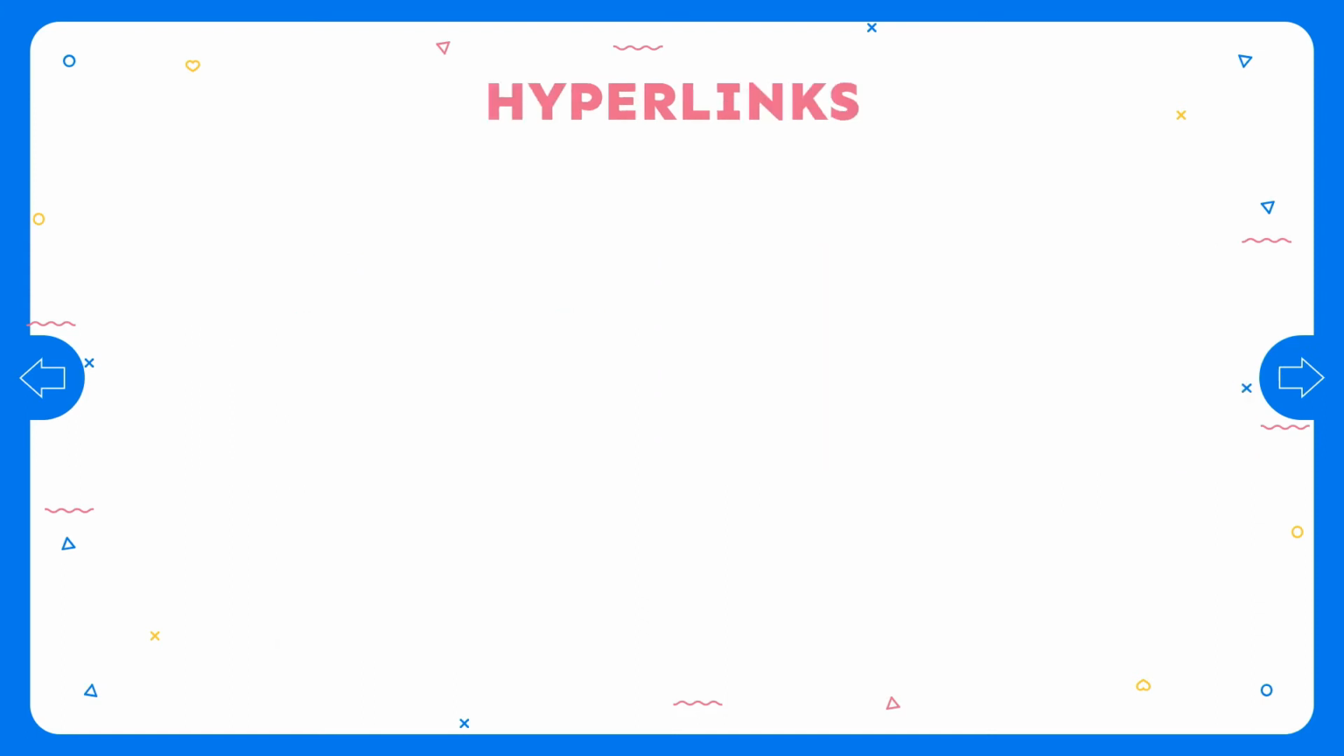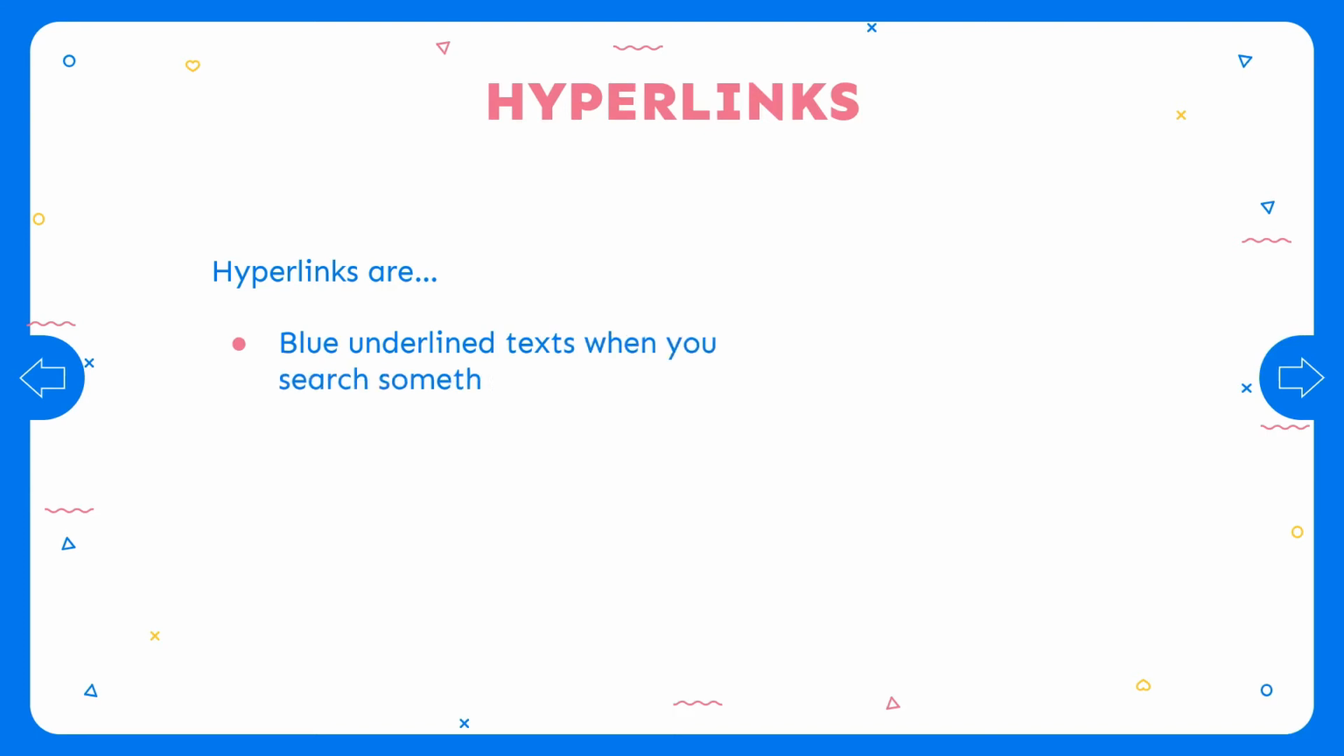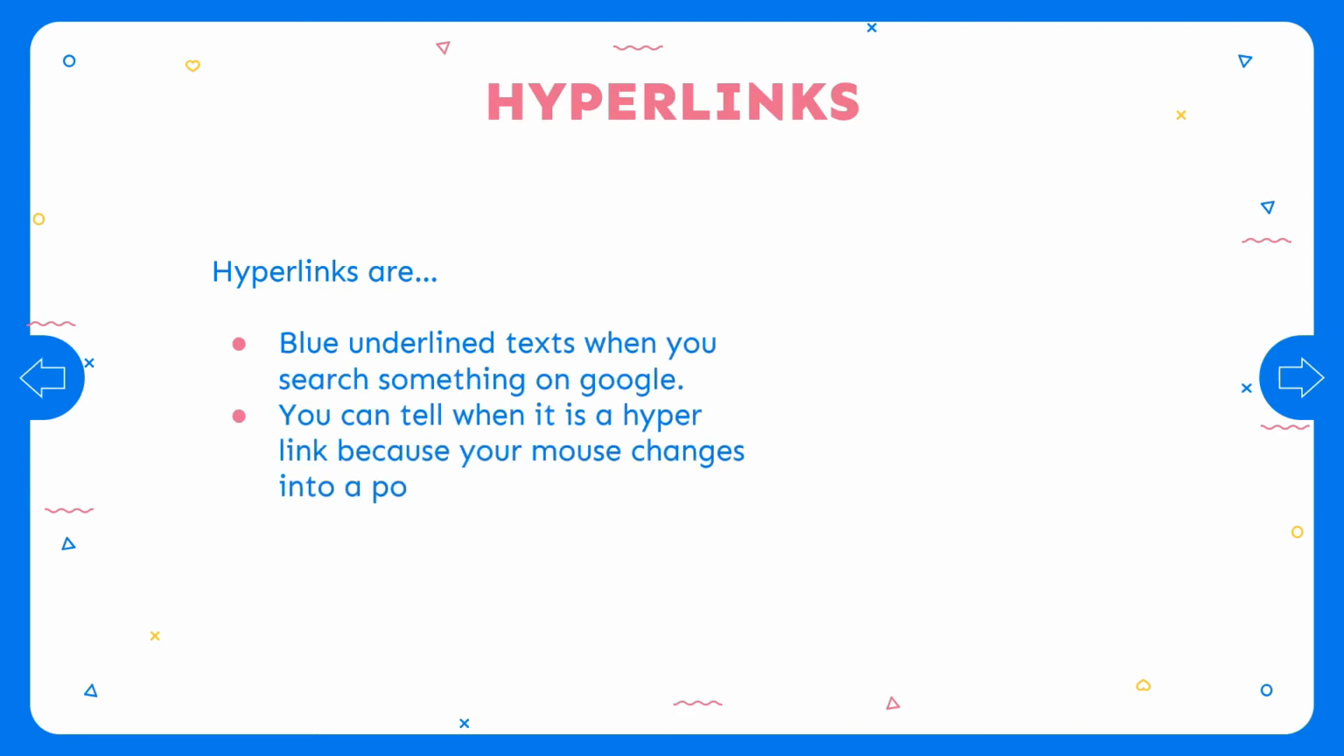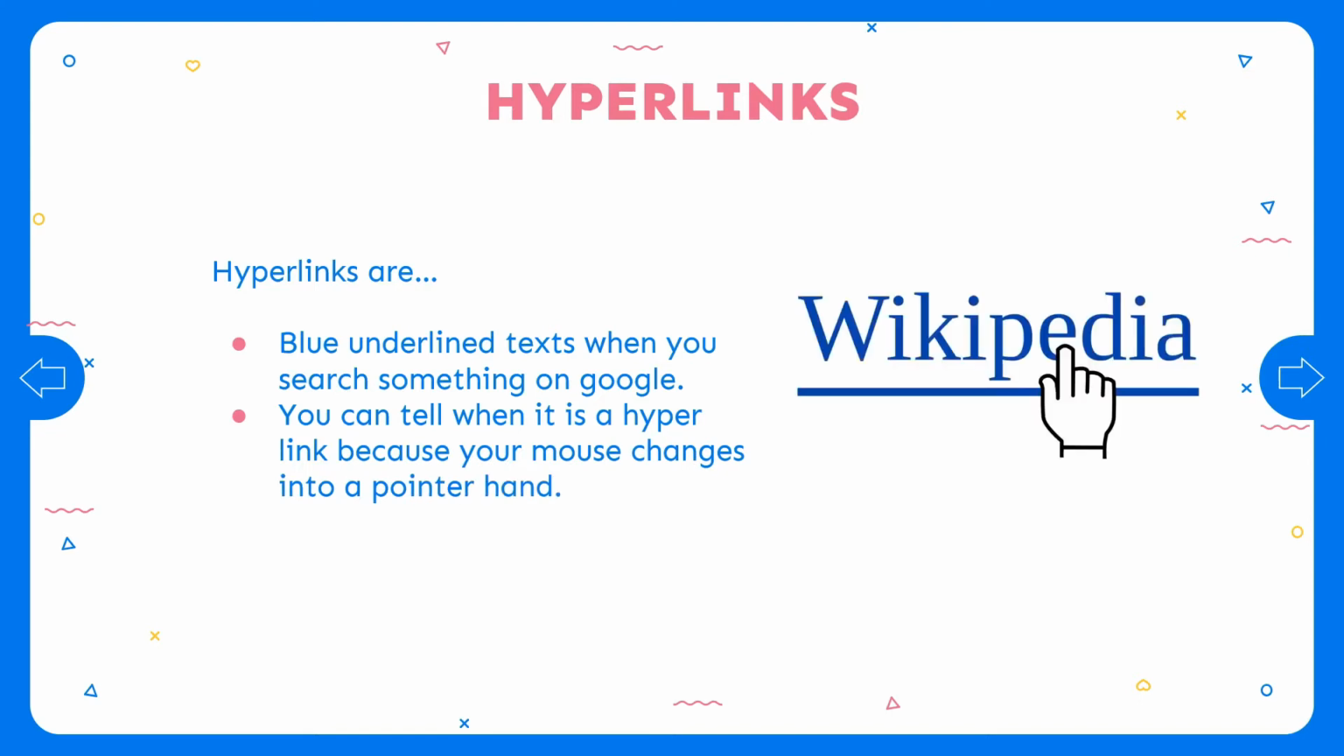Our last vocabulary word is hyperlinks. Hyperlinks are blue underlined text when you search something on Google. You can tell when it is a hyperlink because your mouse changes from an arrow into a pointer hand. So this is what I mean. This is a hyperlink, and the reason why I know that this is a hyperlink is because it's blue and it's underlined, and when I point my mouse to it, my mouse turns into a pointer hand.